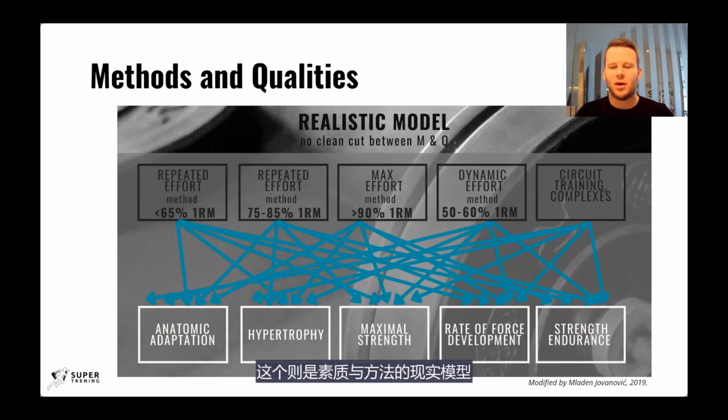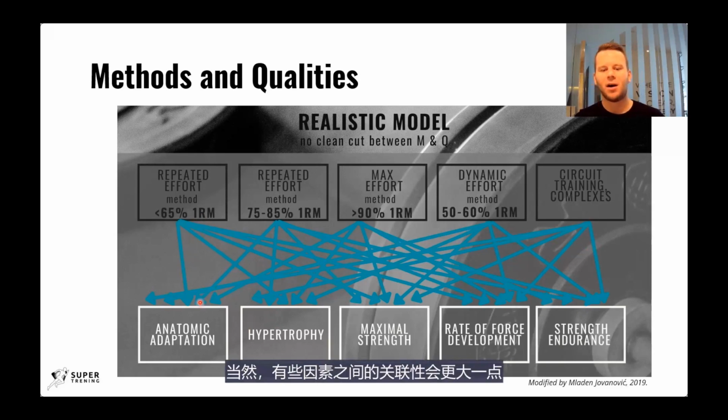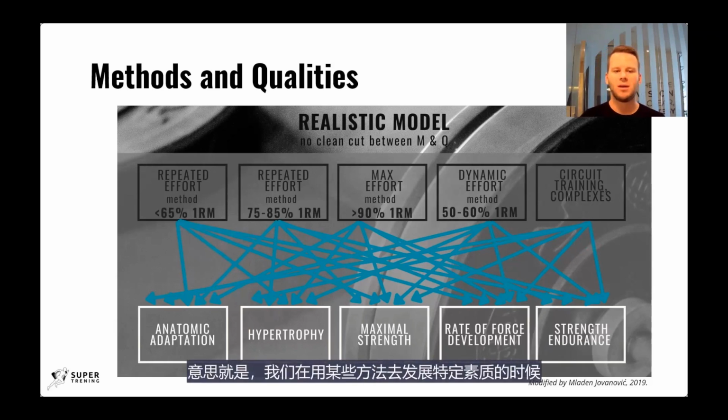Now, here I present a more realistic model of qualities and methods, where we see that everything here is related and connected. Obviously, some things are more connected or have a higher R squared than others, but still the connection is there. So we have to update our model, as we said before, and rather than rely only on physiology and biomechanics to define what there is, we take a more pragmatic, more practical approach in thinking about what we should do with it.